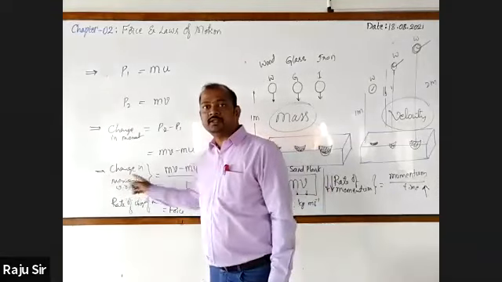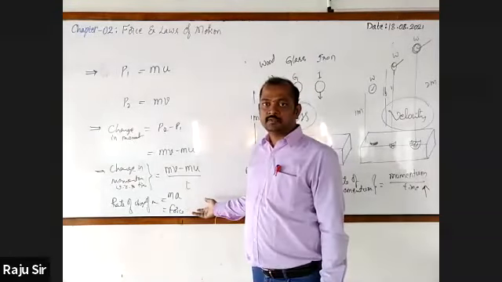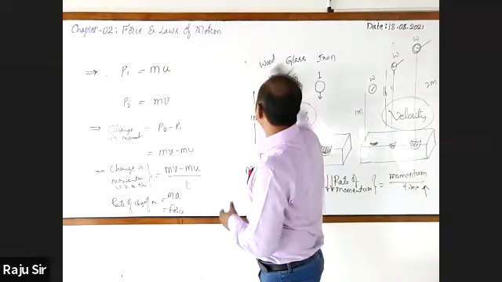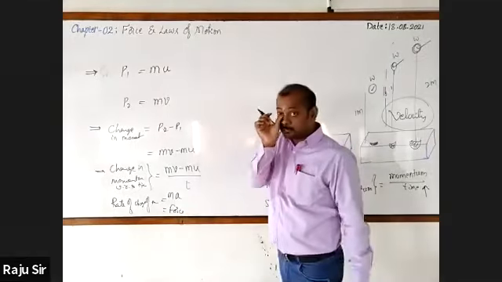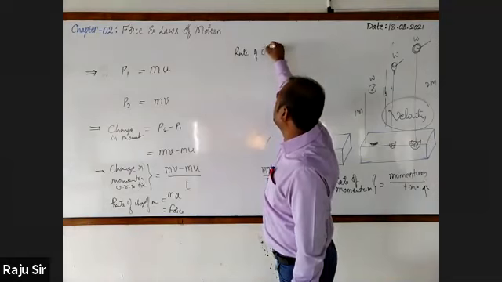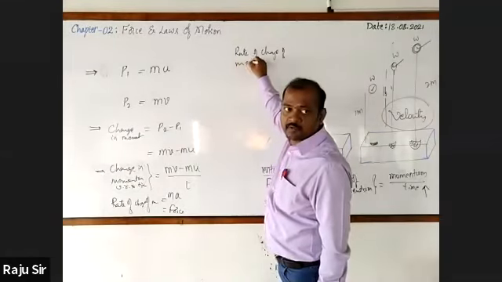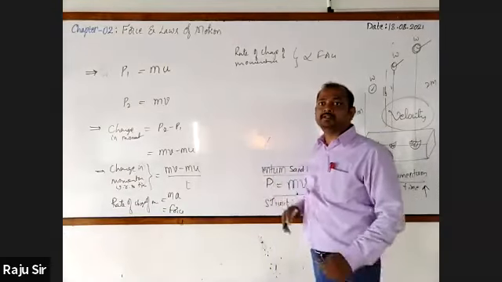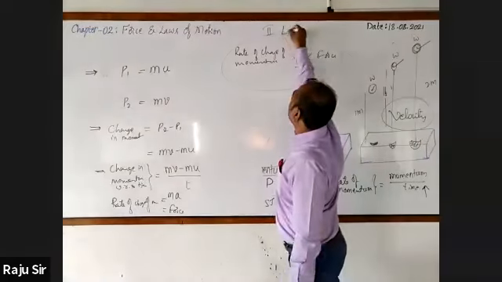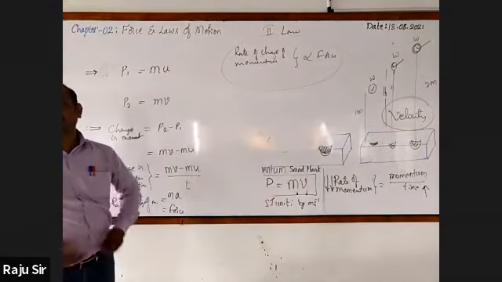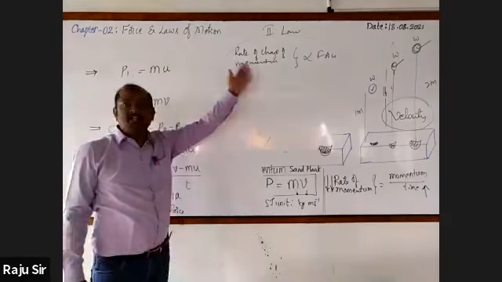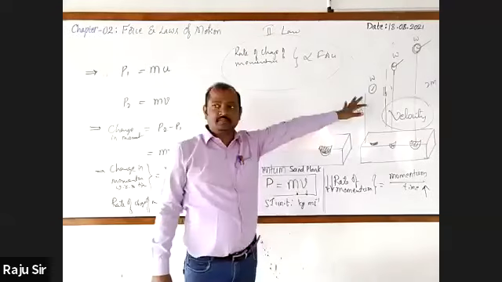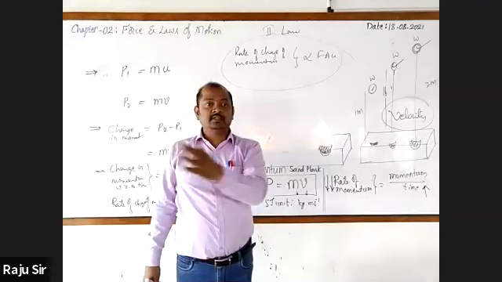As the rate of change of momentum increases, what will the force be? Increases. As the rate of change of momentum decreases, force decreases. So F is directly proportional to the rate of change of momentum. This is Newton's second law of motion. See how simple it is. The rate of change of momentum of a body is directly proportional to the applied unbalanced force, and the change takes place in the direction of the force applied.